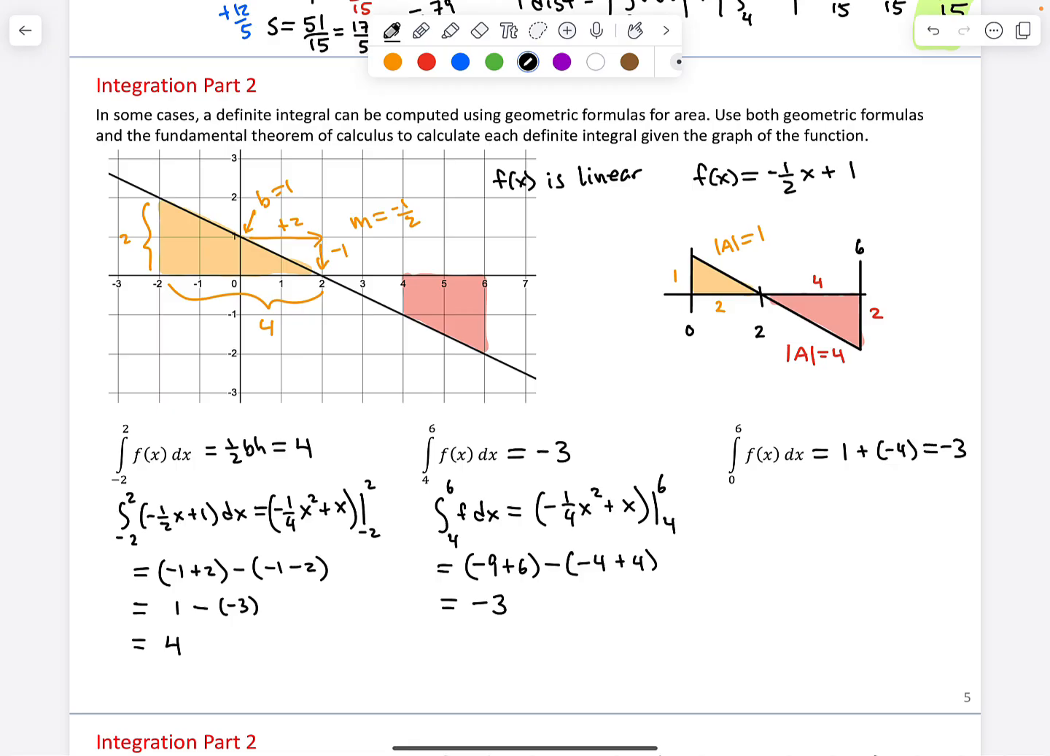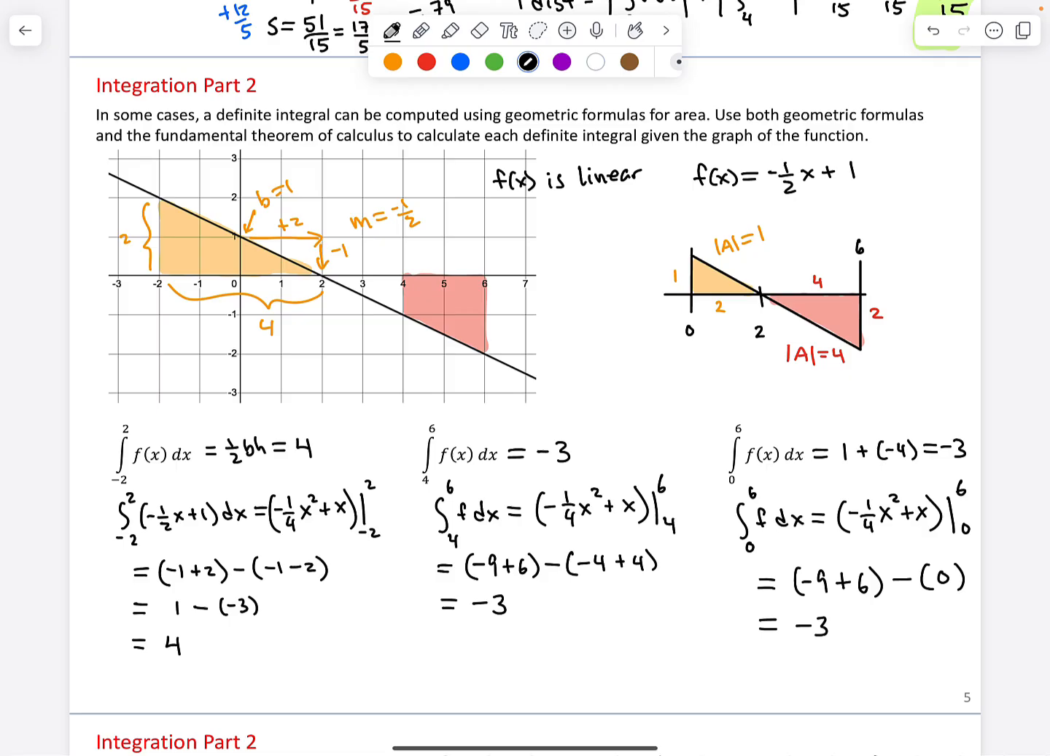Let's confirm with the fundamental theorem. Integrate from 0 to 6 this function. We've already found the antiderivative, so -1/4 x squared plus x, and then evaluate from 0 to 6. We plug in 6 first, and once again I'll get -9 plus 6, and then minus, and when I plug in 0, I'll just get clearly 0. So once again, I do confirm a -3 answer.